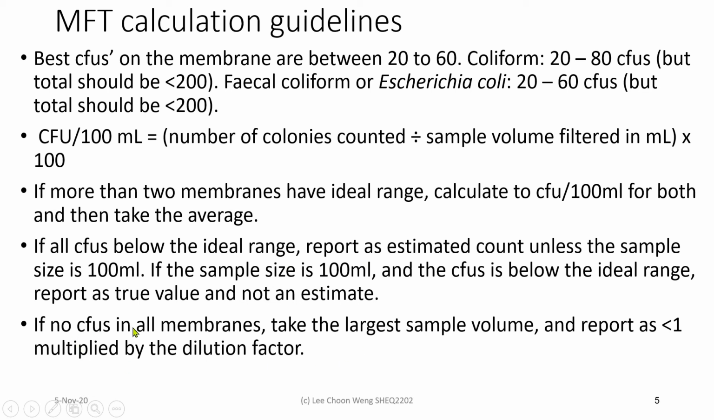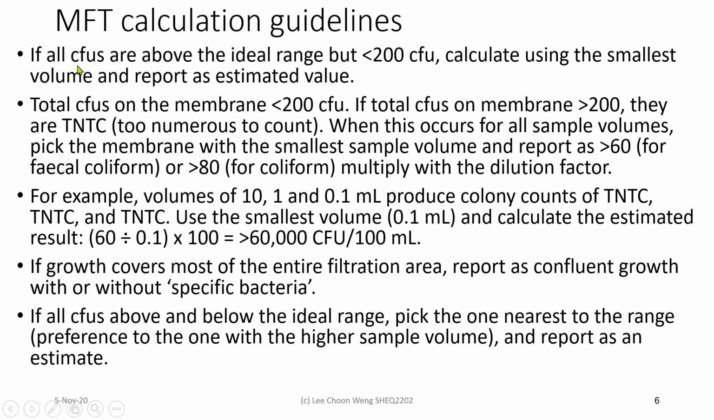If there are no CFUs in all the membranes, you take the largest sample volume and then you report as less than 1 multiplied by the dilution factor. If all the CFUs are above the ideal range but still less than 200 CFU, calculate using the smallest volume and report as an estimated value. CFUs on the membrane should be less than 200.